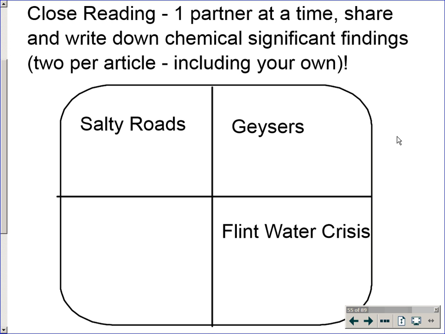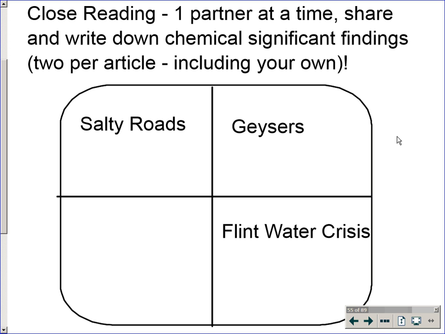What should be a group of 3 with 3 different articles? 1, 2, 3. What about my 7? Where's my 7? Alright, guys in the front, you're going to have to find a place to sit down.